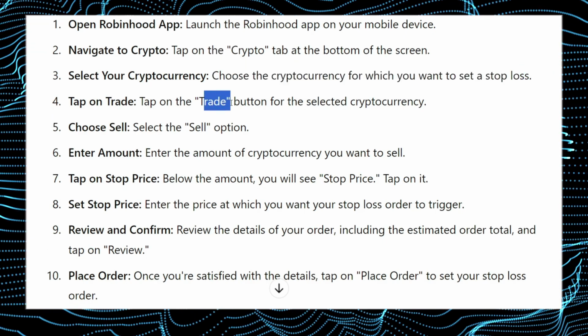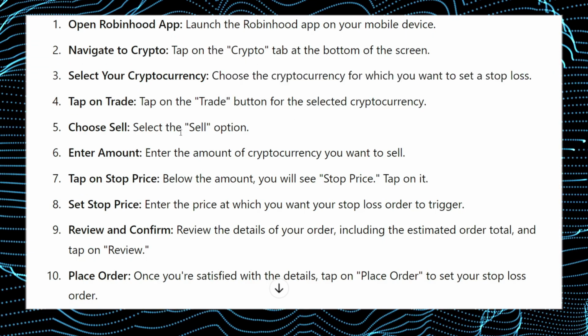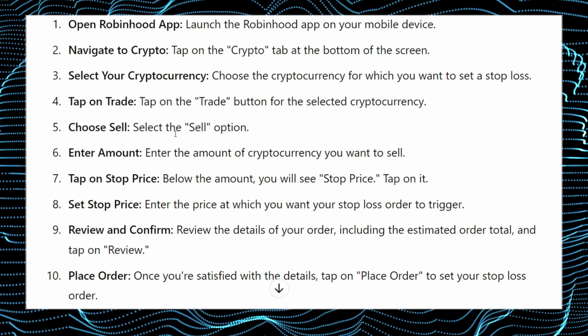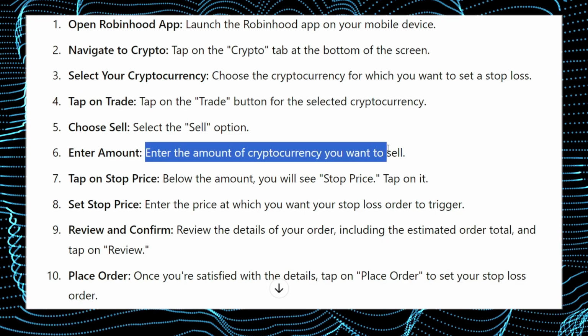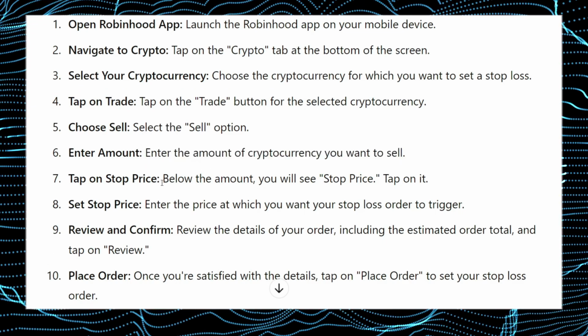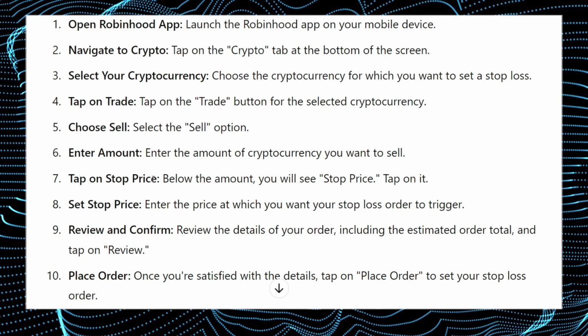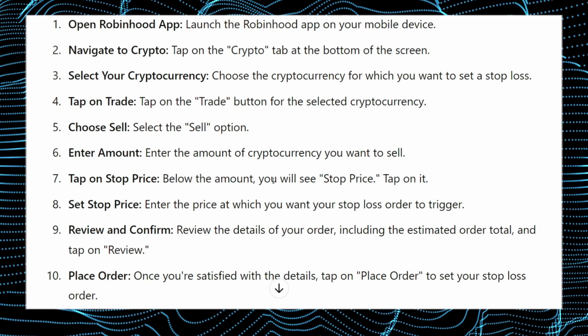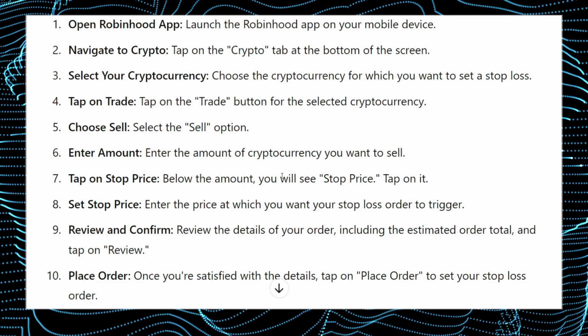Now you just simply have to tap on the trade button for the selected cryptocurrency and then choose sell, whatever you want to do. Now enter the amount of cryptocurrency you want to sell and tap on stop price. There you will see an option for stop price. You just have to tap on stop price, which should be below the amount you will see.